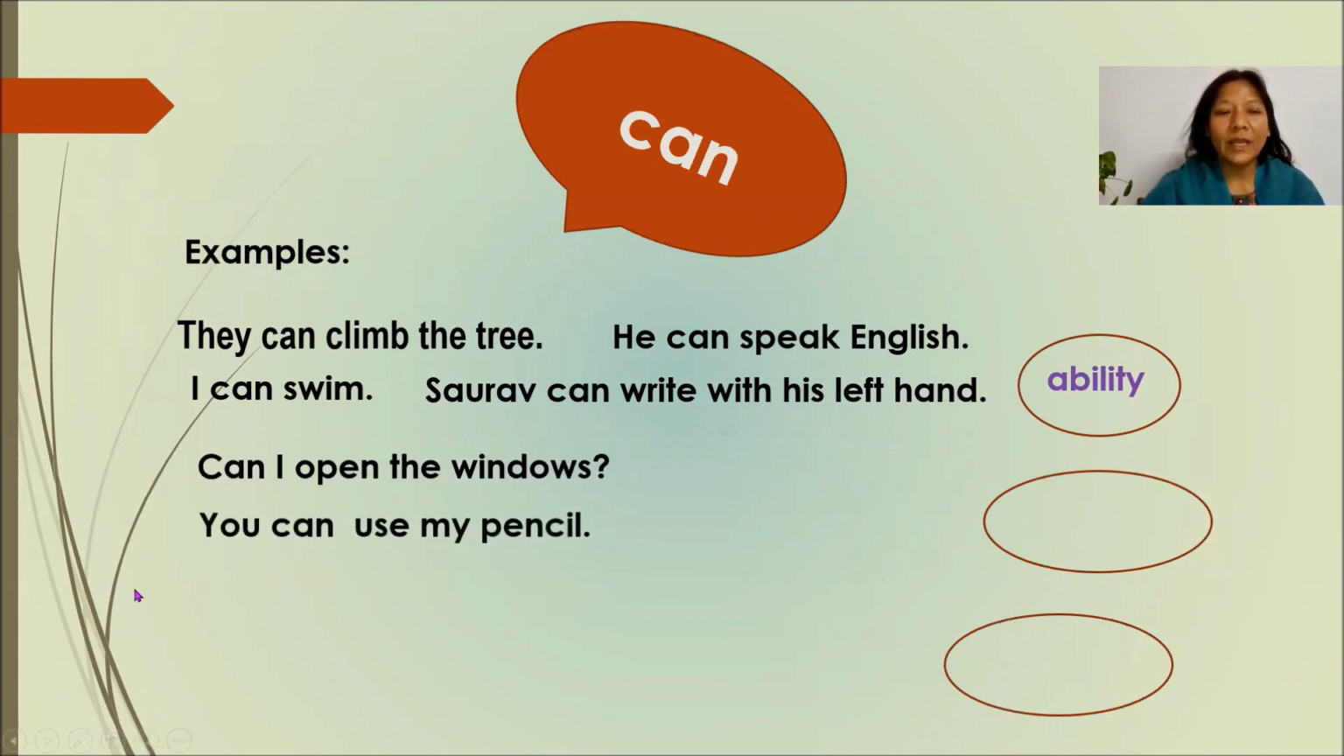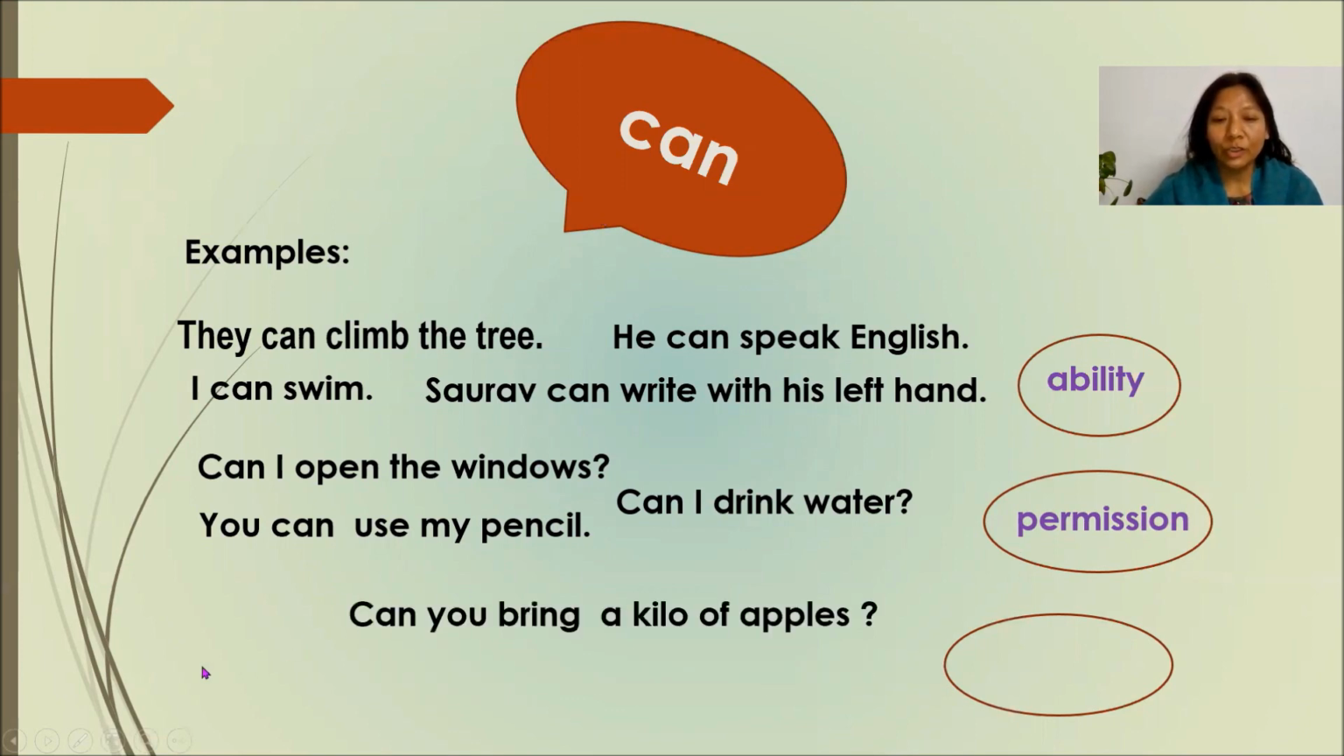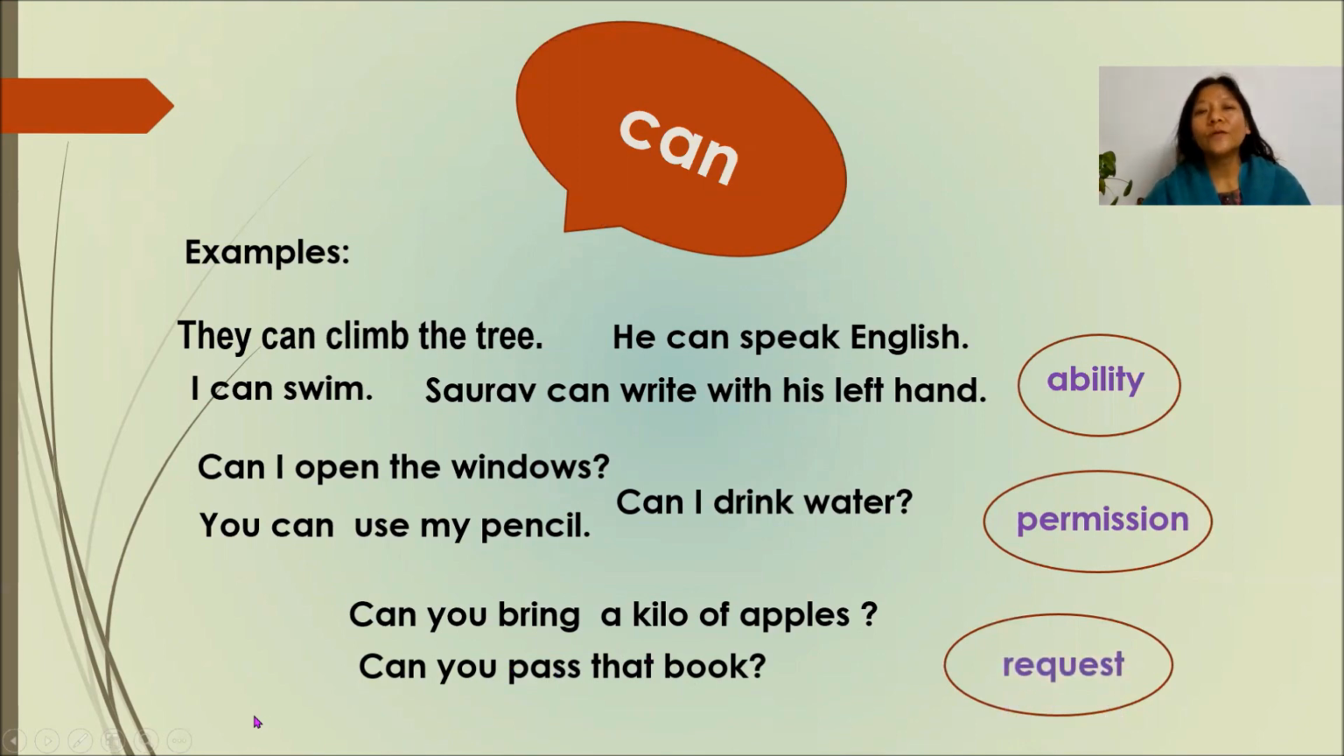Another example, can I open the window? You can use my pencil. Can I drink water? This is permission, because you are giving or taking permission, we use can. Can you bring a kilo of apples? Can you pass that book? This is requesting. Someone is requesting to bring apples or pass the book. So can is used to express ability, permission, and request.